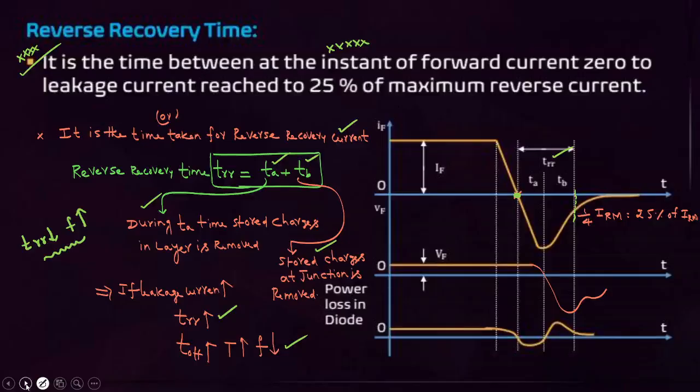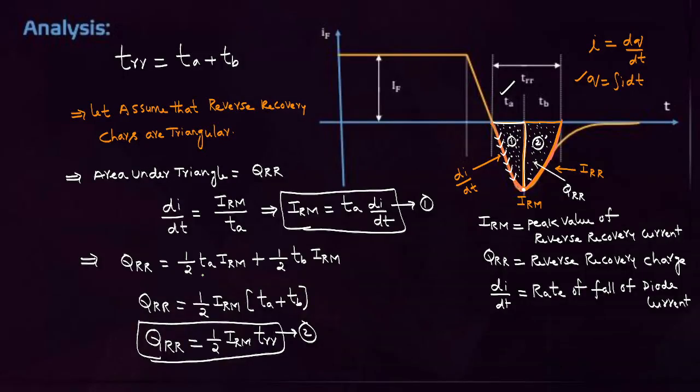From this reverse recovery characteristic, a very important formula is for calculating the stored charge. What is the stored charge? QRR. QRR is the stored charge. Very important formula: the stored charge is QRR equals 1/2 times IRM times TRR, where TRR is the reverse recovery time and IRM is the peak value of reverse recovery current.